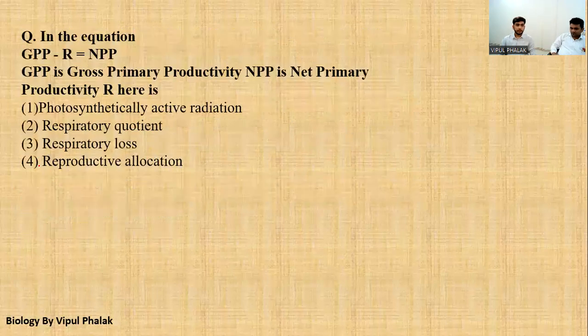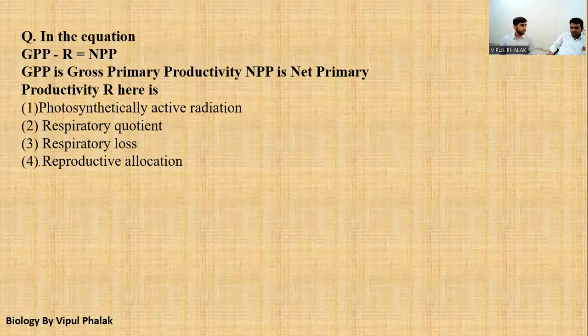Next, in the equation GPP minus R equals NPP, GPP is gross primary productivity, NPP is net primary productivity. Here R is. So gross primary productivity means the total amount of carbon compounds formed during photosynthesis, and NPP is the amount of carbon retained in the ecosystem after the respiratory losses. So here R stands for respiratory loss. Third option is correct.